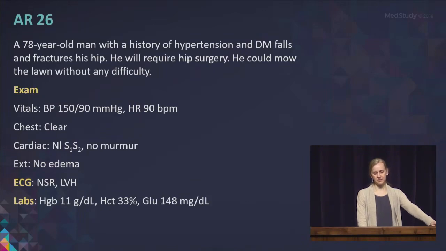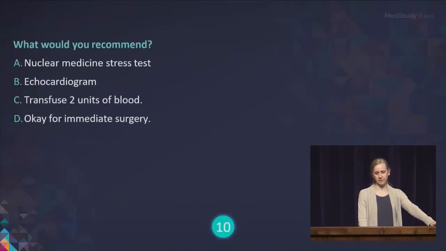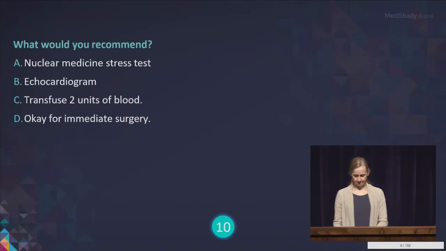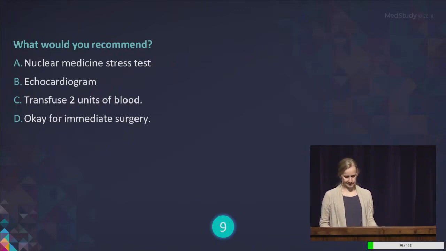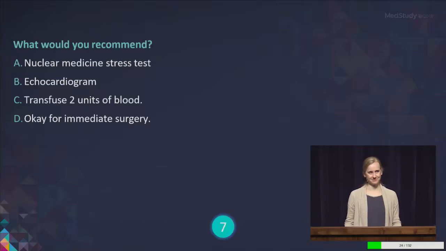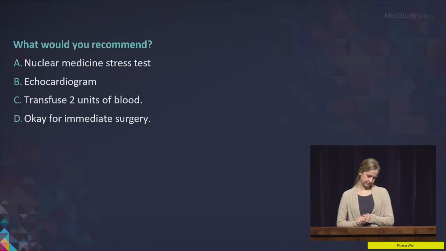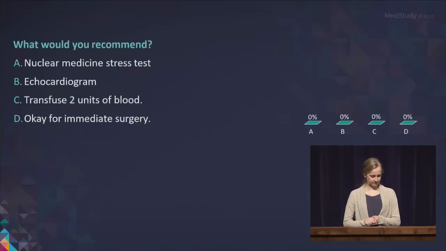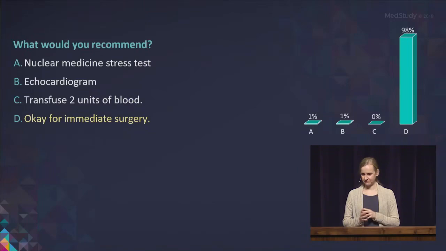His hemoglobin is 11, hematocrit 33, glucose 148. What would you recommend? Good, perfect. So he's going to go straight to surgery.